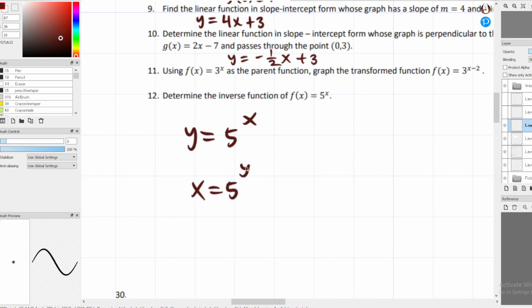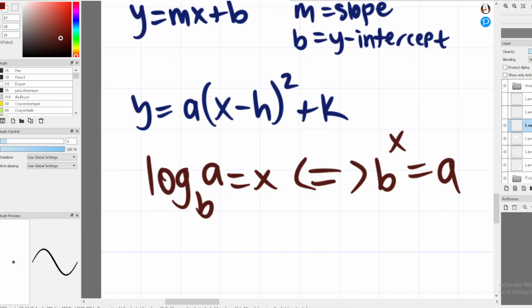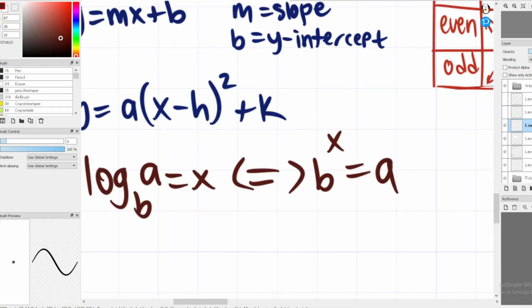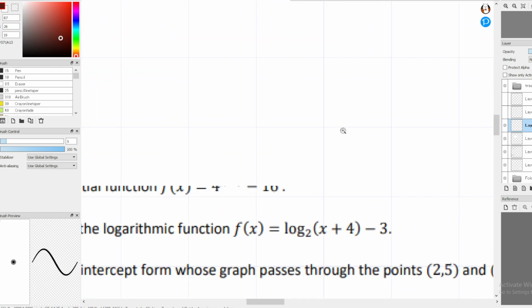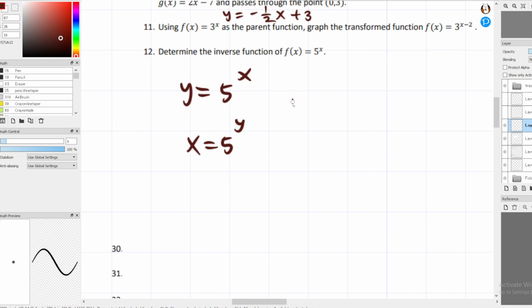Now, we are at a point where we need to change to logarithmic form to get the y by itself. Now, coming back down here, we remember this log conversion formula, which is log base b of the argument equals x is the same as b to the power of x equals the argument or answer. So we'll come back up here. Whoops, I'm too zoomed in. And we will say log to the base 5 of x is equal to y.